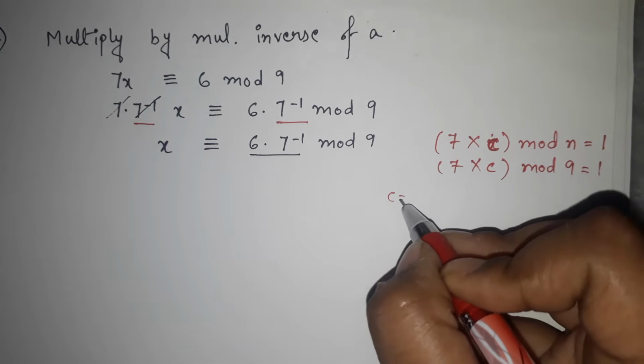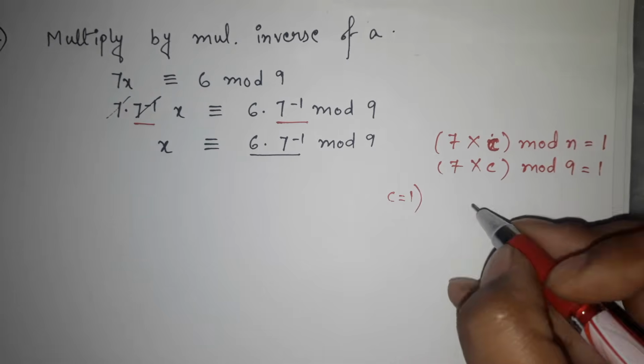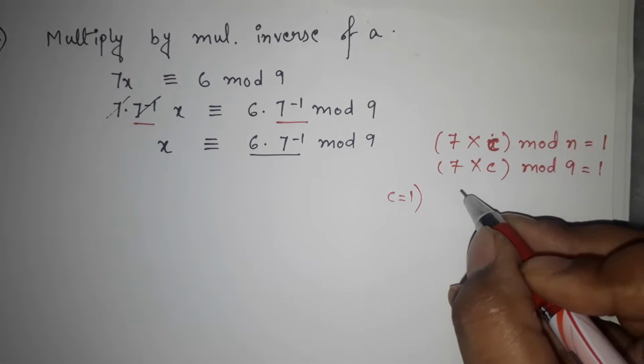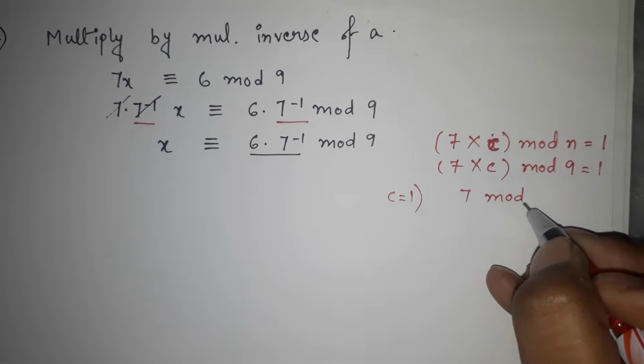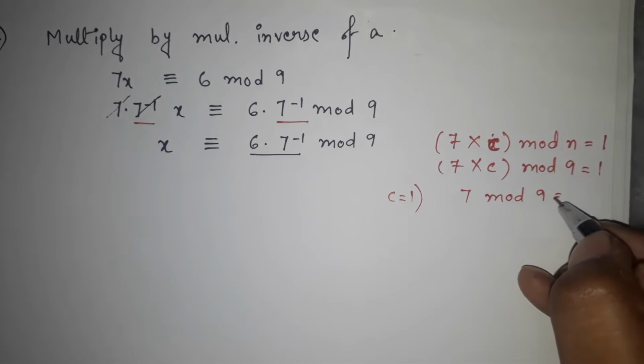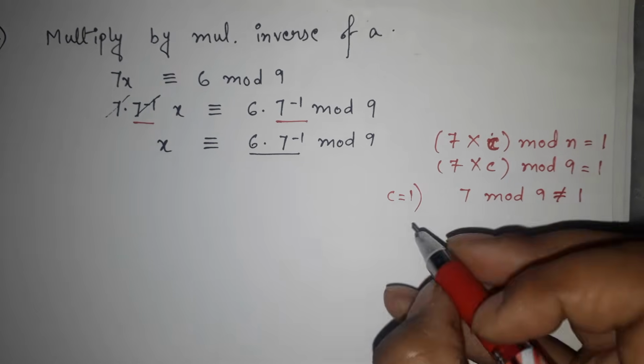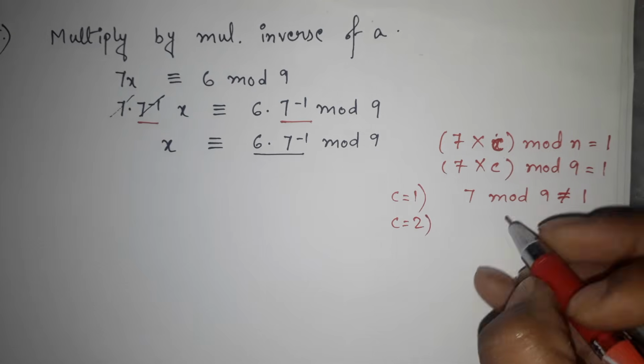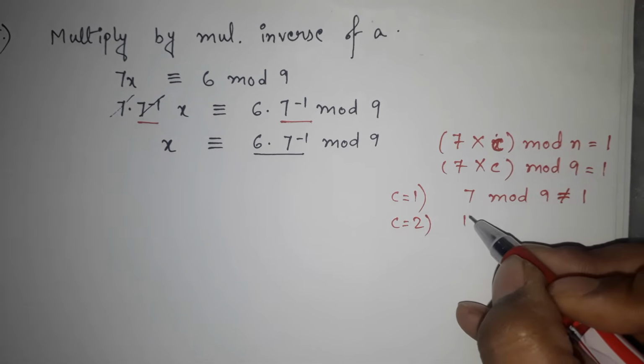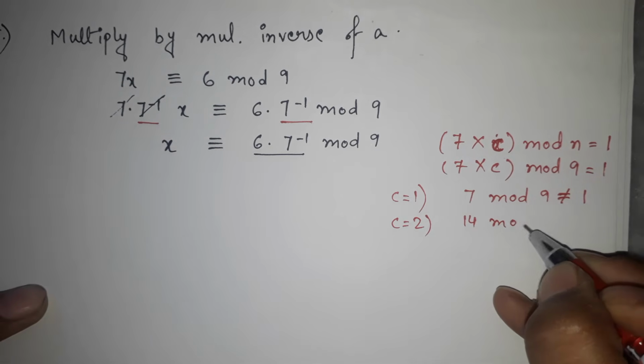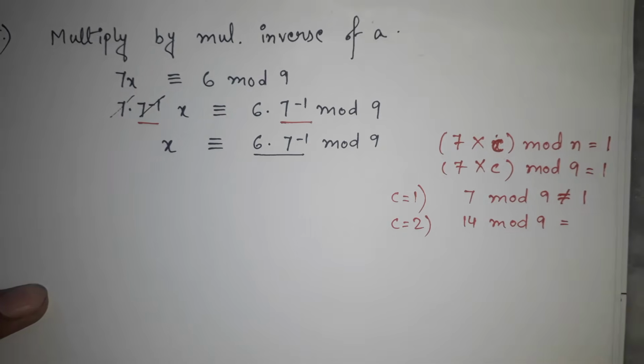Let's take c equal to 1. If I am taking c equal to 1, 7 into 1 is equal to 7 mod 9, and 7 mod 9 will be equal to 7. So it will not be equal to 1. If I am taking c equal to 2, 7 into 2 would be 14, and 14 mod 9 will be equal to 5. It is again not equal to 1.